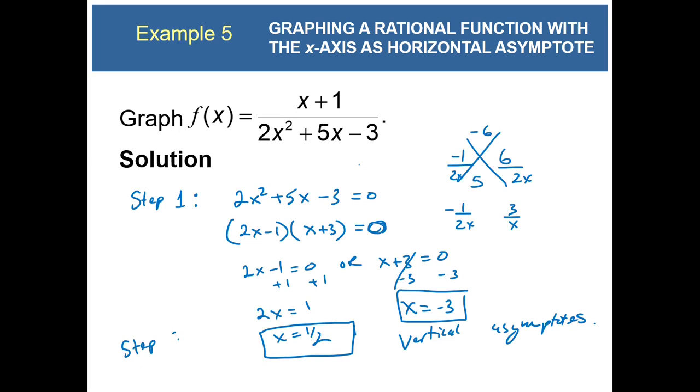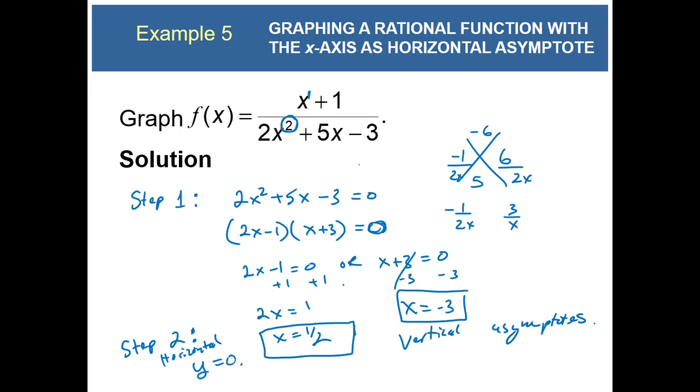Step 2, I want to see if there's any horizontal asymptotes, and for that I can look at the degree. Now, if you notice in the denominator, the degree is 1 more than the numerator. So as x gets larger, the denominator will grow faster than the numerator. And as a result, we have a horizontal asymptote. The horizontal asymptote is going to be the equation y equals 0.